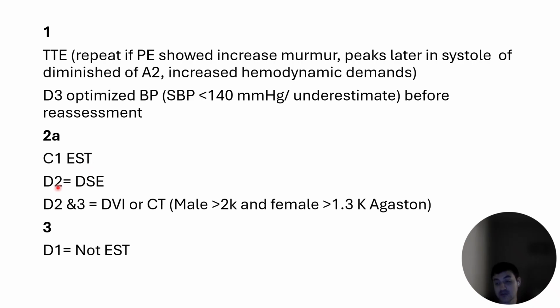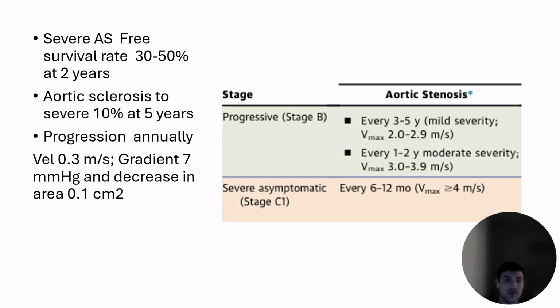D2. What is D2? It is a low EF, low flow, low gradient. Do the dobutamine stress test. D2 and D3 we already talked about. You can do DVI or CT scan. Remember, males more than 2,000 and females more than 1,300, 1,200. Here is an error here, 1,300. Class 3 recommendation, if you have D1, you already have severe, don't do a stress test because it's already severe. You're not going to have any other information from that.